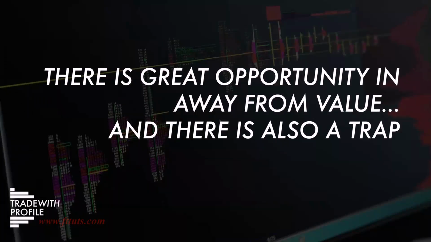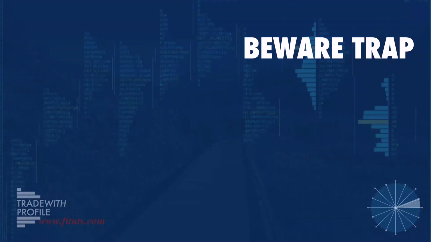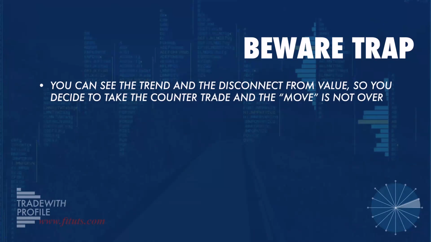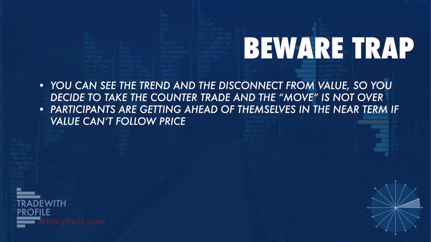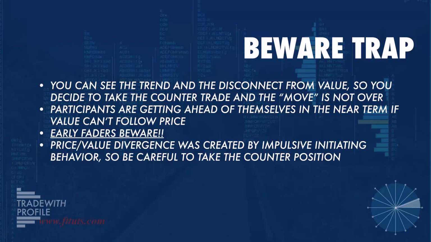All right, so there's great opportunity in being away from value, but there's also a trap. And here's the trap. So you can see the trend and the disconnect from value, so you decide to take the counter trade and the move is not over yet. That's like stepping in front of a train. You can see that participants are getting ahead of themselves in the near term if value can't follow price, but early faders beware. Price value divergence was created by impulsive initiating behavior. So be careful to take the counter position.